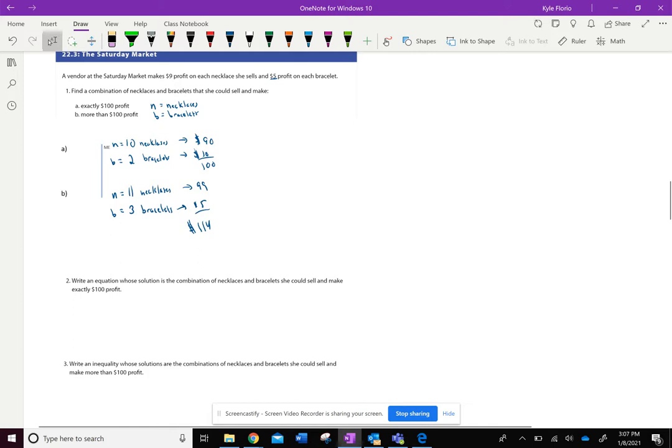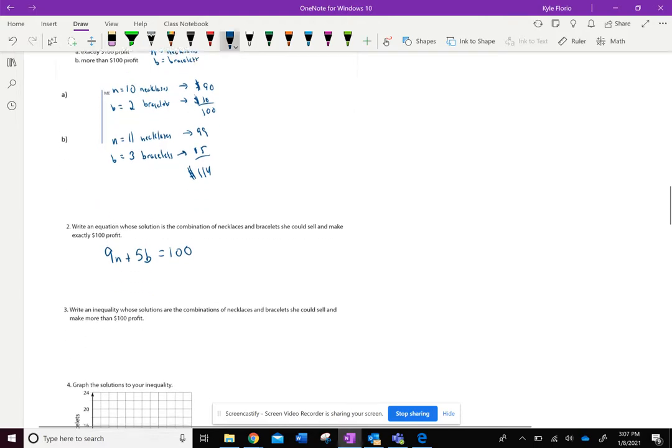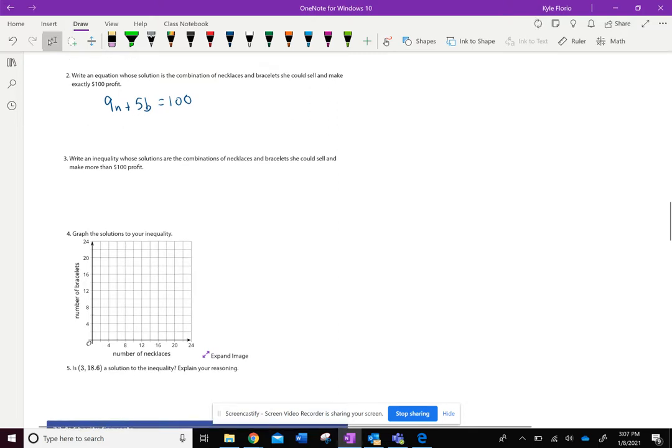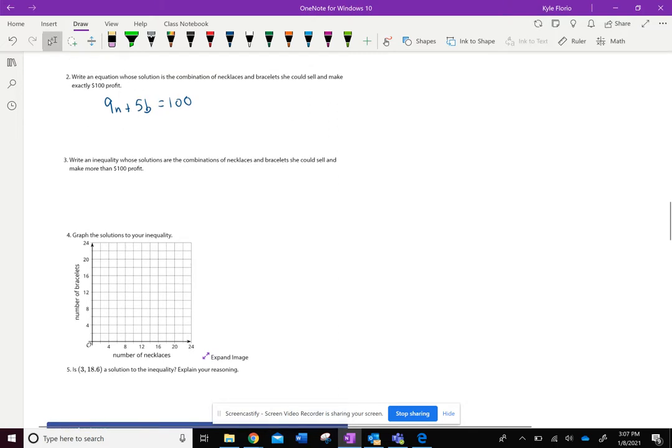So write an equation whose solutions are a combination of necklaces and bracelets you could sell to make exactly 100. Simple. So it's $9 per necklace plus $5 per bracelet. That's how much she makes. And if she wants it to be equal to 100, right, equals 100. Write an inequality for solutions of the combinations of necklaces and bracelets she could sell to make more than 100. So if it's $9 for each necklace and $5 for each bracelet, I want that to be more than 100. That's going to be greater than 100. Simple enough.